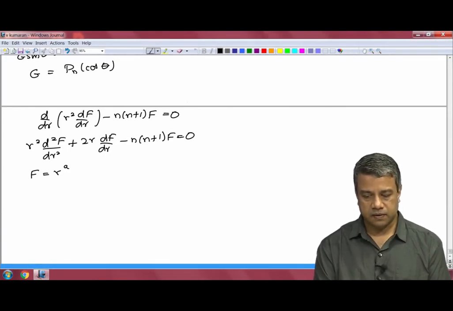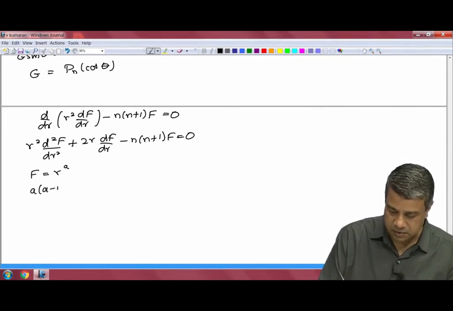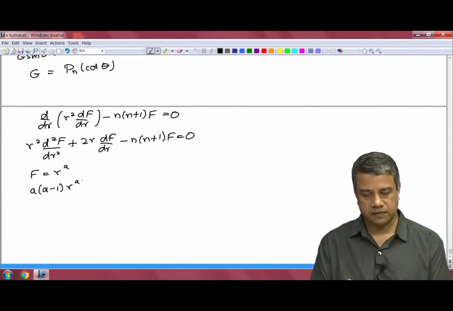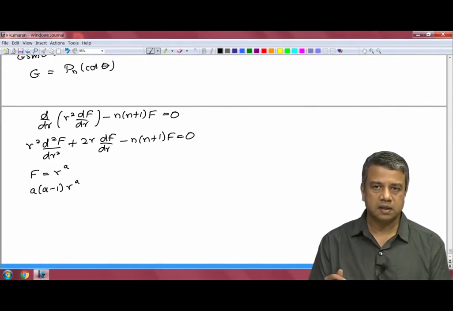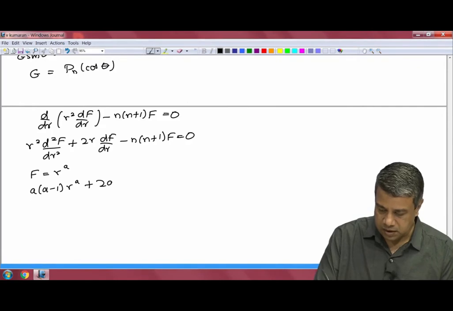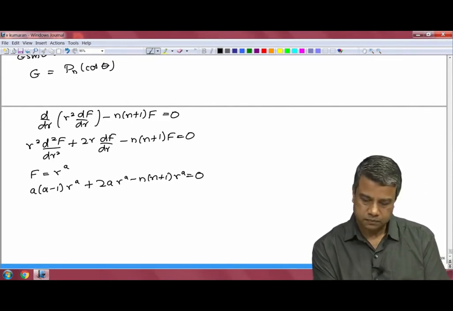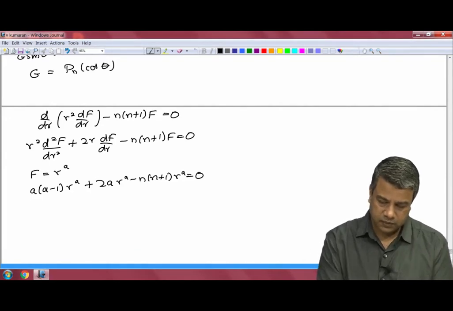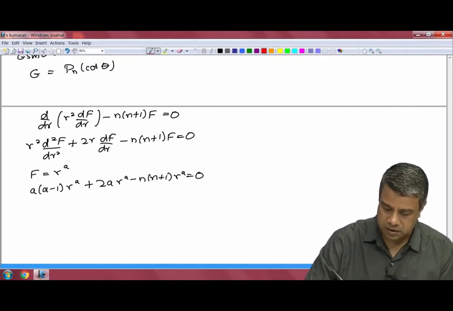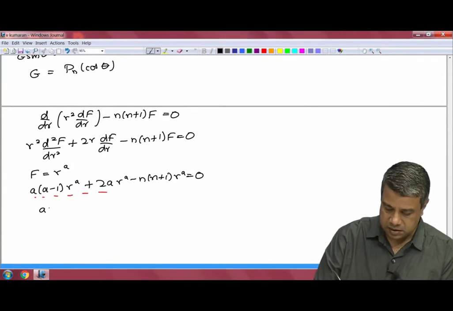If I try a solution of the form f is equal to r power a, then I will get a into a minus 1 r power a, r square. If I take the second derivative, I will get a into a minus 1 r power a minus 2 and then multiply by r square, plus 2a r power a minus n into n plus 1 r power a. And you can combine these two terms. A square minus a plus 2a is a square plus a, which is a into a plus 1 r power a minus n into n plus 1 r power a.